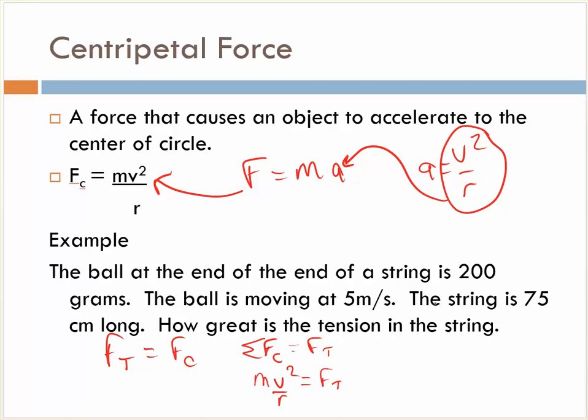The mass is 200 grams, which is 0.2 kilograms. The velocity is 5 meters per second, and we're going to square that. And the radius is 75 centimeters. Well, in meters, that is 0.75. That gives us a centripetal force that is equal to 6.7 newtons.